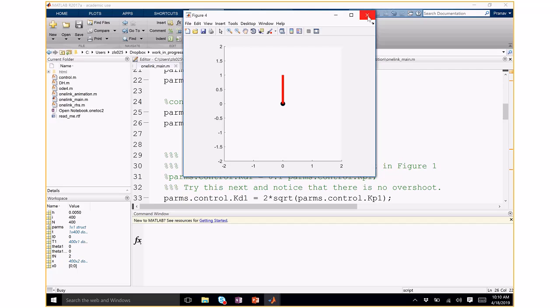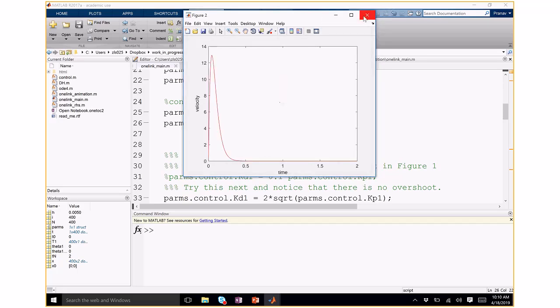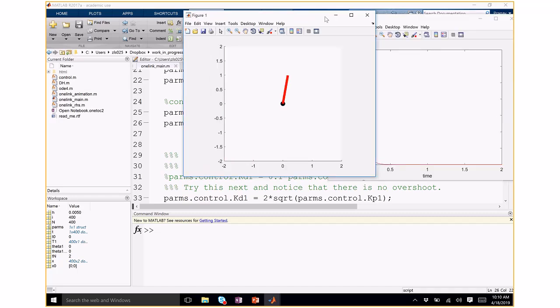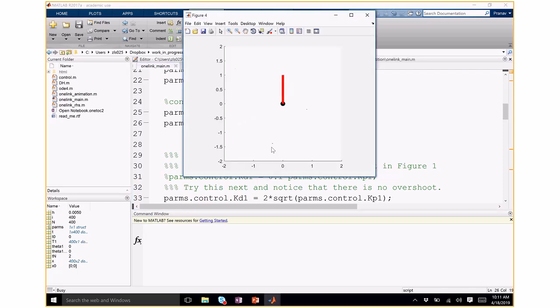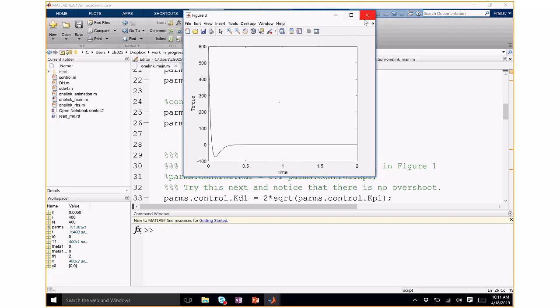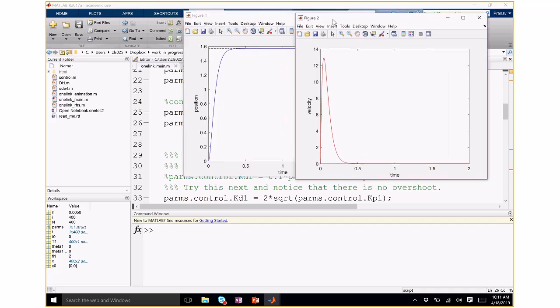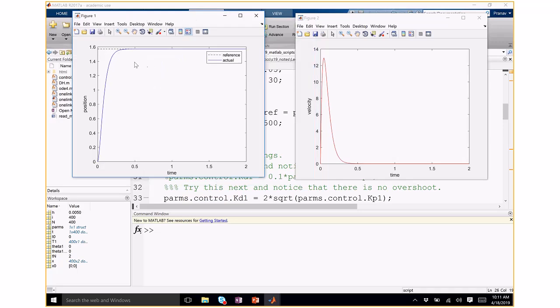Stops. Let's go and look at, oh, it's not done yet. It's done now. This is the velocity. Actually, let me run this again. It actually overwrote figure 1 which had the position. So I need to wait for it to finish, which will be indicated here. Okay, it stopped. Let's close this, close the torque. Look at the velocity, and you can see that the position now gets to pi divided by 2, but a lot faster, less than 0.5 seconds.